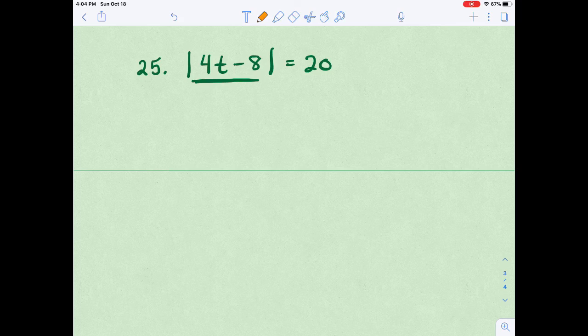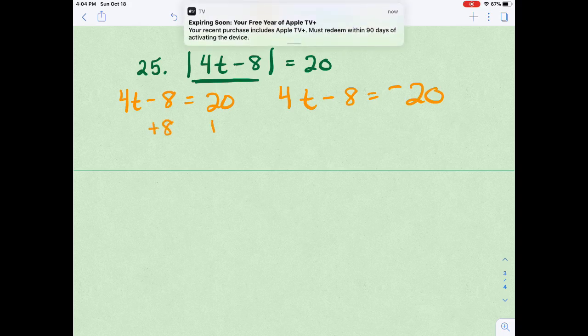Okay, let's do this problem. Hopefully you already got this right. So I have 4t minus 8 equals 20. That's one thing I'm going to solve, but I'm also going to solve 4t minus 8 equals -20. So the absolute value signs say to you, you're going to have to do 2 problems. You're going to need 2 answers. So here I'm going to finish solving this.